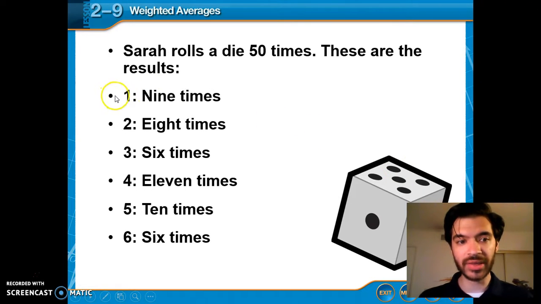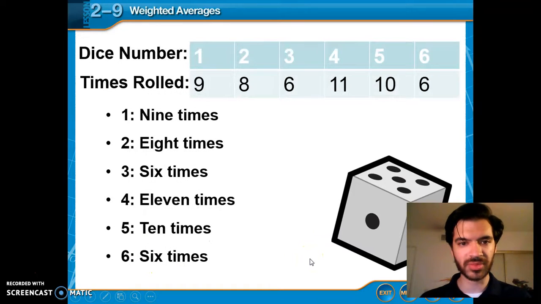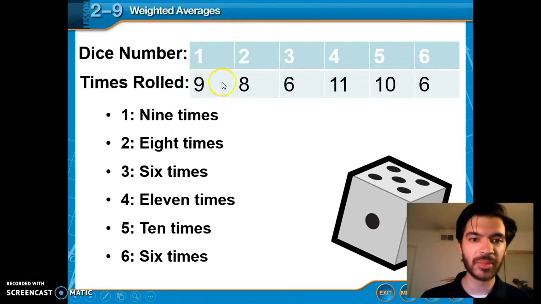She gets 1, 9 times. She gets 2, 8 times. She gets 3, 6 times. She gets 4, 11 times. She gets 5, 10 times. And she gets 6, 6 times. We can chart this. This will look much nicer this way, here in a chart, where the top numbers represent the number on the dice. When she rolls, what number was it? 1 through 6. And this is how many times each one was rolled.